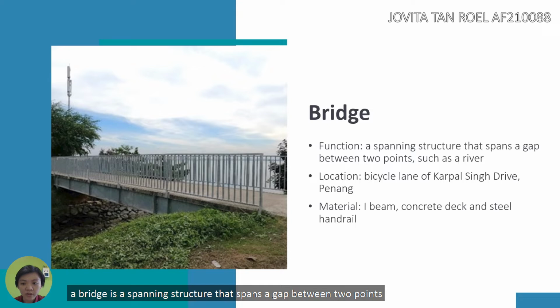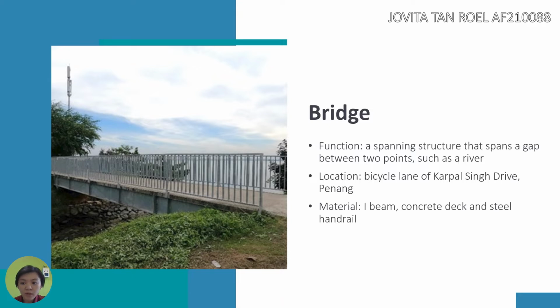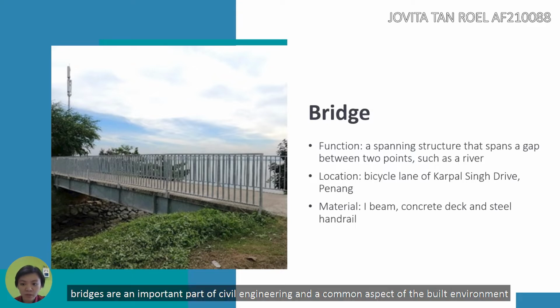A bridge is a spanning structure that spans a gap between 2 points such as a river, canyon, valley, road or railway. Bridges are an important part of civil engineering and a common aspect of the built environment. The basic principle of bridge design depends on the nature of spanning structure, shape, material, means of support, distance spanned, terrain, function, budget, exposure, and so on.